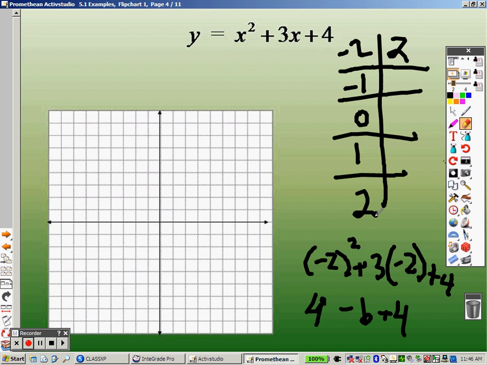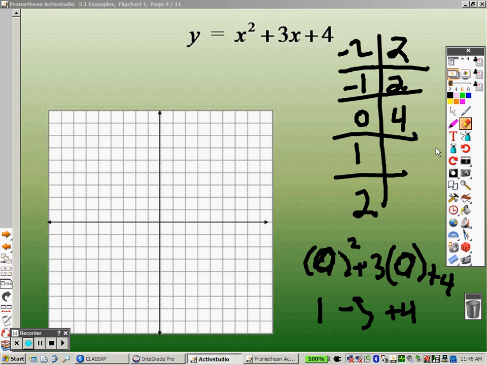Then let's try plugging in a -1 to see what we get. That's 1, -3, and a positive 4. 1 plus 4 is 5. 5 minus 3 is 2. Then let's try plugging in a 0. If I plug a 0 in there, that cancels out, so all I have left is a 4. So let's try plugging in a 1 and see what happens.